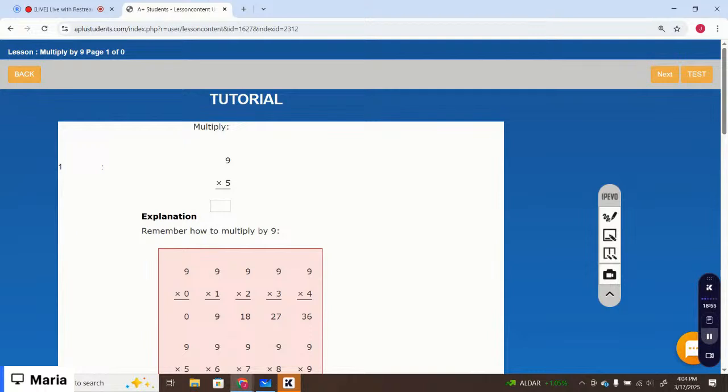Nine times 5. Either you count 5 times 9 or you count 9 times 5. The answer is exactly the same. So if you don't know the multiplication table of 9, you can count the table of 5. So 9 times 5 equals 45. The correct option is 45.